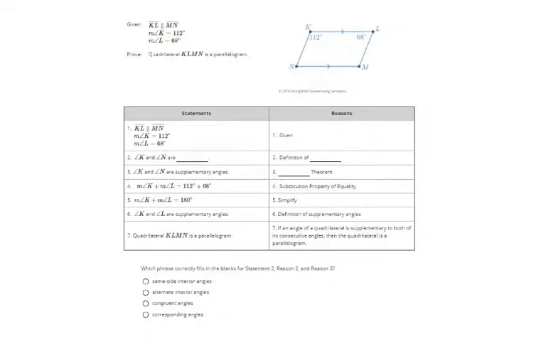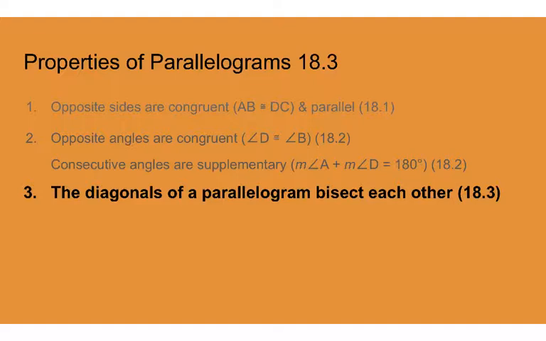Here's the next proof. It says that we are given that KL is parallel to LM, measure of angle K is that, measure of angle L is that. So we just did the given. And then K and N are, and then we look at our options here. What kind of angles are K and N? Well, they are same side interior. They're not corresponding, and they're not congruent. They're just same side interior angles. And then because of that, we can say that they're supplementary angles because of the same side interior angles. So that goes in both of those spots. Okay, then we have 18 point, which is the diagonals of a parallelogram bisect each other.